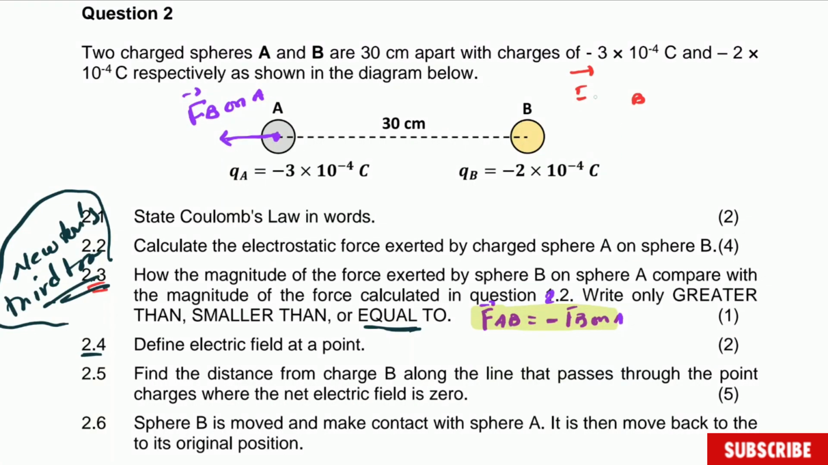So for this one, we're going to erase all the forces we have here, because we're going to use this picture quickly to understand this question. Now the question says, find the distance from B. So we are measuring from B along the line that passes through the point charges where the net electric field is 0. So we're looking for a point where the net electric field is 0. And we have two options here. We have either on the right side of B, or we have between A and B.